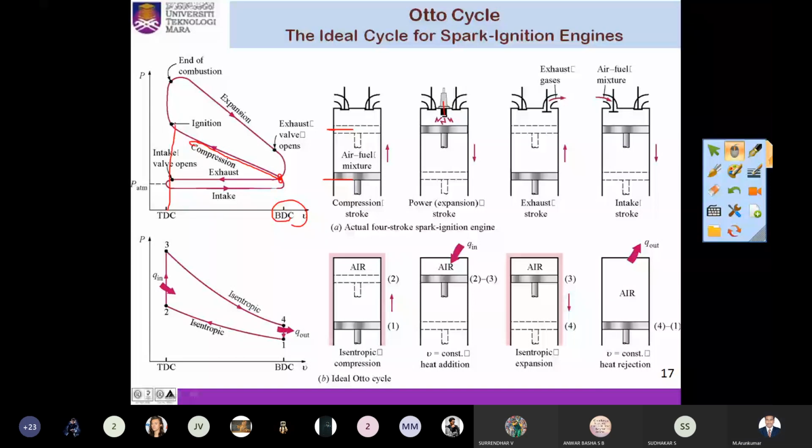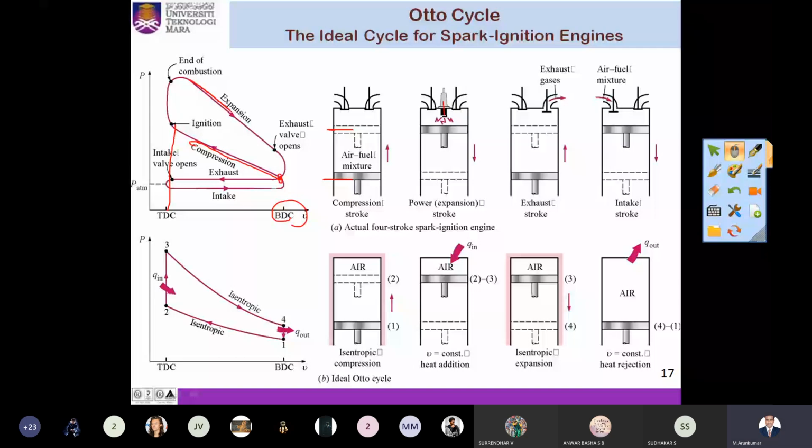Then after the compression stroke, we have the expansion stroke. So here, if you initiate the spark plug, we can get combustion. Then this is the end of the combustion point. Then after combustion, we can get the expansion. If the air-fuel mixture inside the compressed chamber gets ignited, we can get the expansion. So at the expansion process, this path will happen.